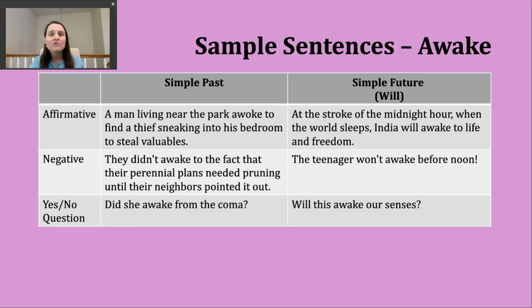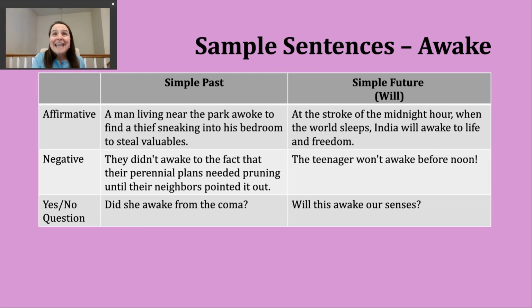So in the affirmative, we'll have our subject, and then we are going to have our irregular form of the verb. Okay? You can see that in my example here. A man living near the park awoke to find a thief sneaking into his bedroom to steal valuables. Saw a sentence fairly similar to this in a recent newspaper article, right? So here, right, he came out of his sleep.